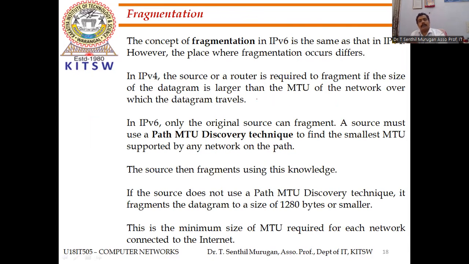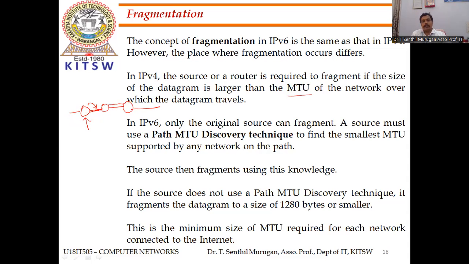Source or router is required to fragment if the size of the datagram is larger than the maximum transfer unit of the network over which the datagram travels. For example, this is a network. If we are using IPv4, what will happen? It may be a smaller length or smaller capacity cable. This is the maximum capacity cable. So this protocol will resize or fragment the data according to the medium used here. So the protocol will do it.